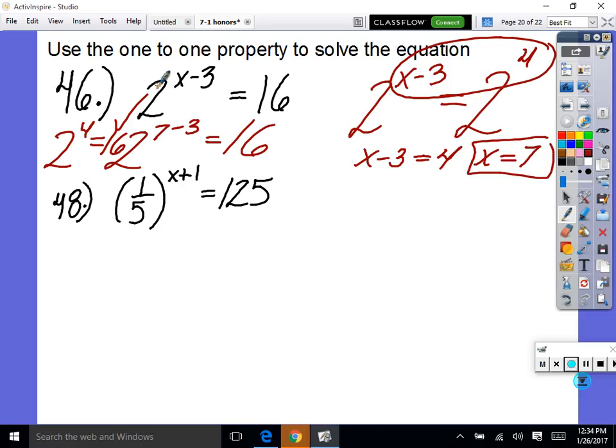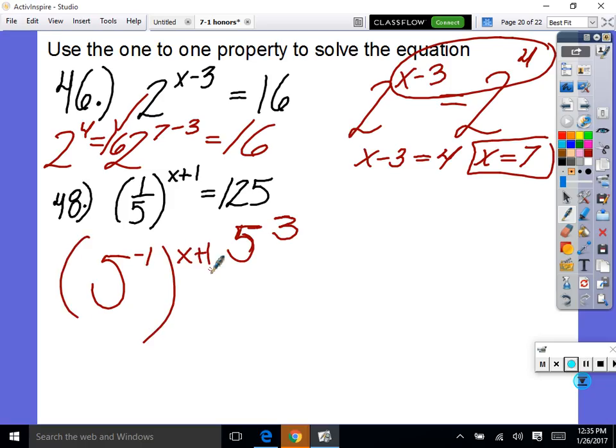So this is 125, and this is base 1/5. 5 to the what power equals 125? 5 to the 3rd power, right, everybody? Well, this is 1 over 5, but isn't 1 over 5 flipped over a fraction? So couldn't we rewrite this as 5 to the negative 1 raised to the x plus 1? Isn't this the same thing as this, guys? So now look, they're both base 5. So I'm going to scoot it down here.